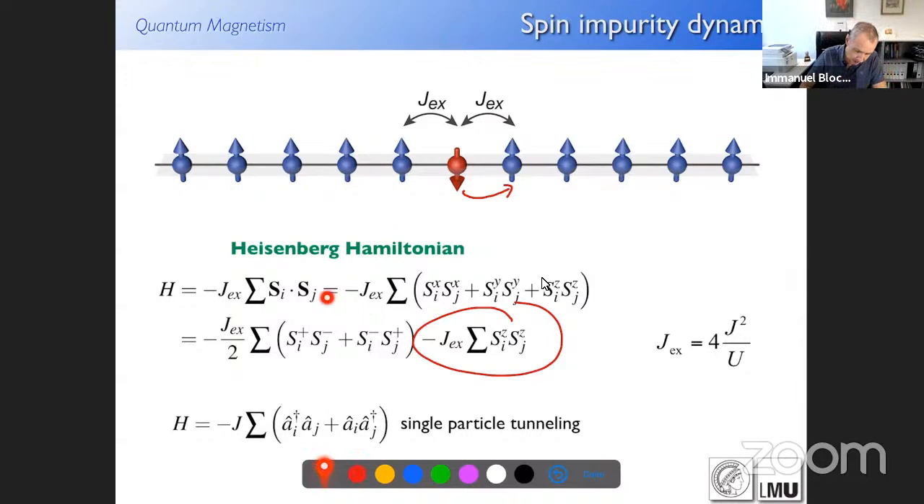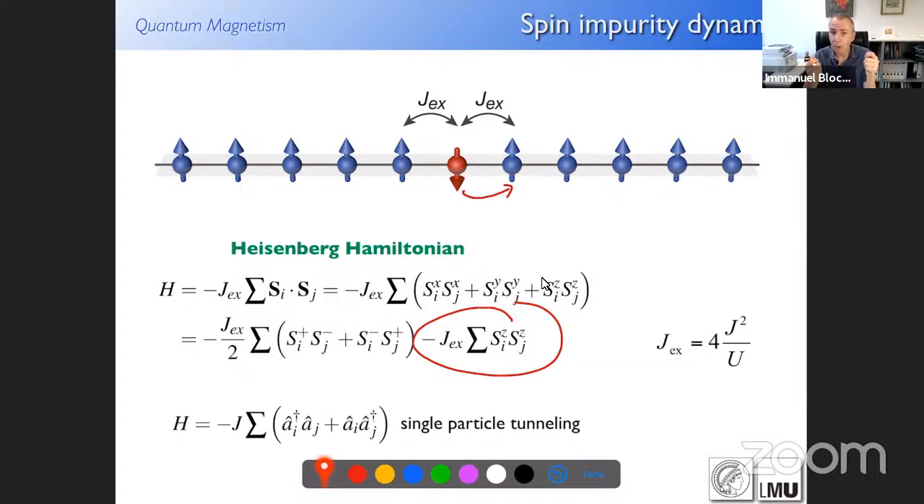What will play a role for the dynamical evolution is this flip-flop term, the S plus S minus term. And as I said, this is just like the a dagger a term. You've already heard in Adam's seminar what happens if you just have a single particle on the lattice and let it evolve. It's just a quantum walk. Basically just does a quantum walk. And the same is true for our spin moving now on the spin chain. It's just like a single atom tunneling on a one-dimensional lattice, moving around.